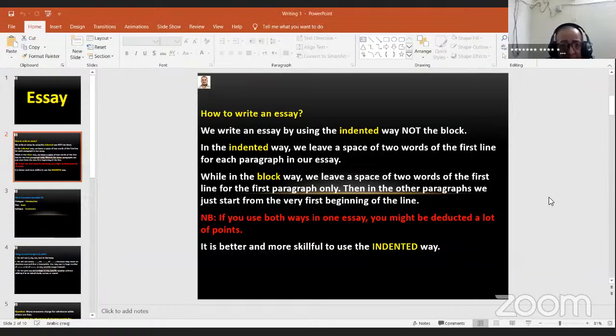While in the block way, we leave a space of 2 words on the first line of the first paragraph only. Then in the other paragraphs, we just start from the very beginning of the line. Nota bene, which means a very important note: if you use both ways in one essay, you might be deducted a lot of points. It's better and more skillful to use the indented way.